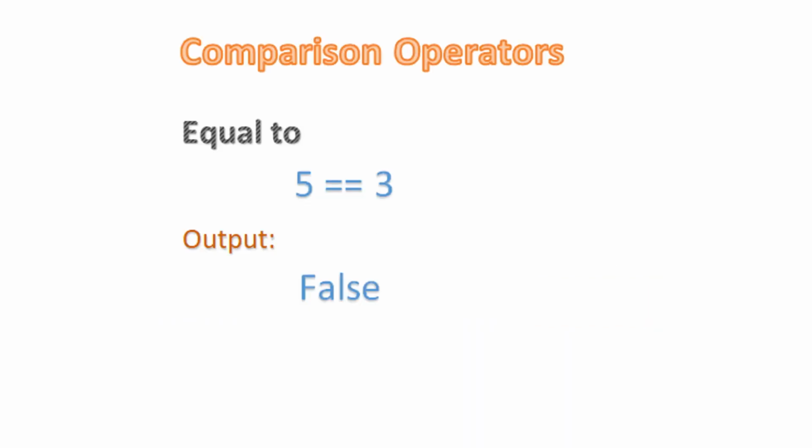Equal to operator. The double equal to symbol is used as equal to operator. If both operands are equal, then it returns true, else returns false. Not equal to operator. An exclamation mark followed by equal to symbol is used as not equal to operator. If both operands are not equal, it returns true, else returns false.